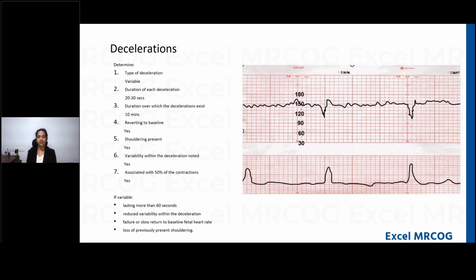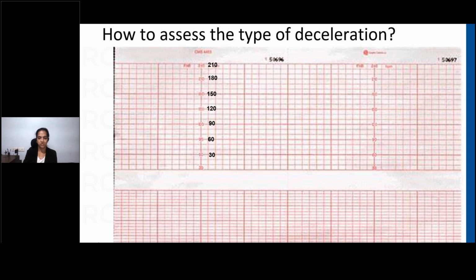Now, can you tell me if any of these concerning characteristics are present in the variable decelerations that we have seen here? No. No. No. So they are good variable decelerations, I must say. Okay. So now let's see. What is this type of deceleration?